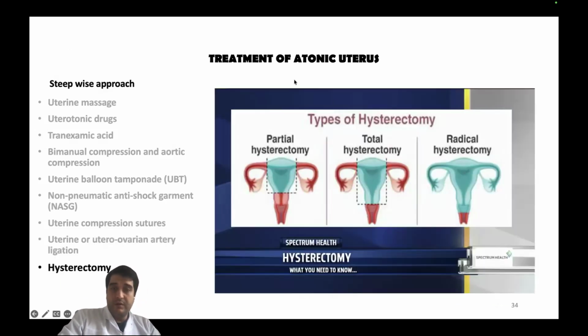We can also do a hysterectomy. We have types of hysterectomy: a partial hysterectomy and a total hysterectomy. And if we remove all parts of the uterus with the fallopian tubes and the ligaments, we call this a radical hysterectomy.